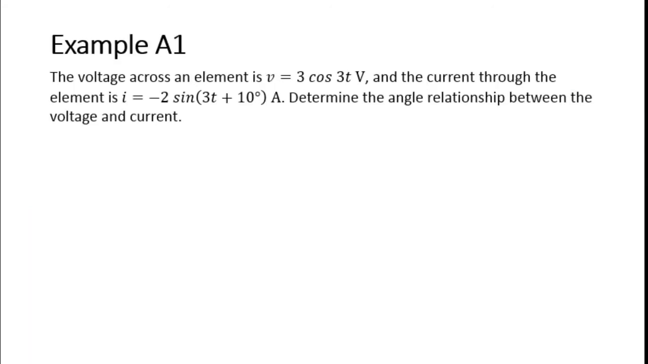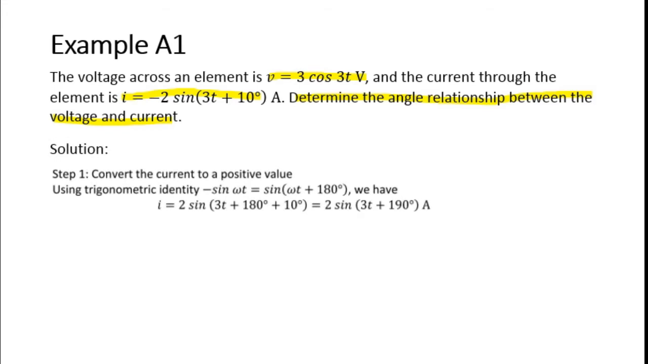Example 1. In this example, we want to determine the angle relationship between the voltage and current. It is given that the voltage V is 3 cosine 3t, and current I is minus 2 sine(3t plus 10 degree). To solve it, first, we need to convert the current signal so that it is in the form of a positive expression. Use the trigonometry identity stated here. Add 180 degrees to the phase of current. Therefore, the current I is 2 sine(3t plus 190 degree) ampere.